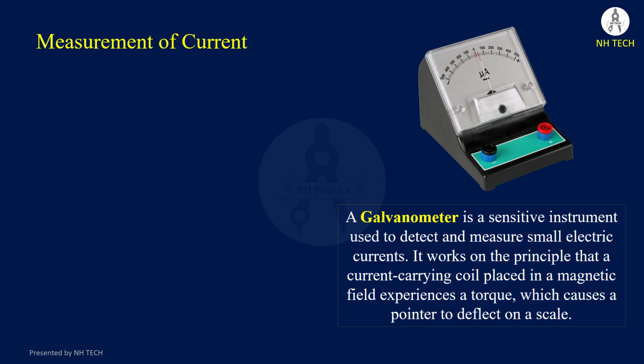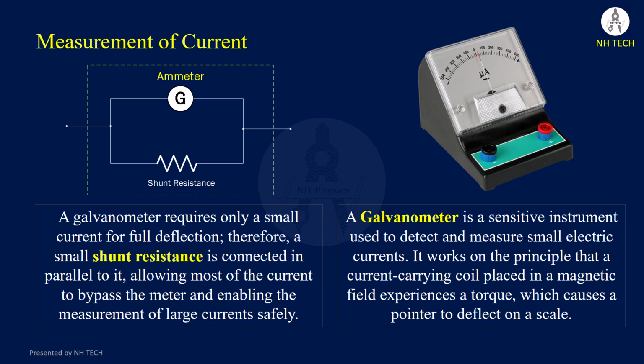It is very sensitive, which is why only a small current is sufficient for full-scale deflection. To enhance its range, a shunt resistance is connected in parallel. Usually, the value of this resistance is very small compared to the internal resistance of the galvanometer, so a large current passes through this resistor while only a small portion of the current passes through the galvanometer to avoid full-scale deflection. The range of the galvanometer is decided by the shunt resistance.